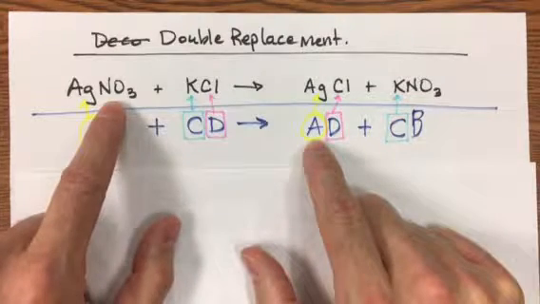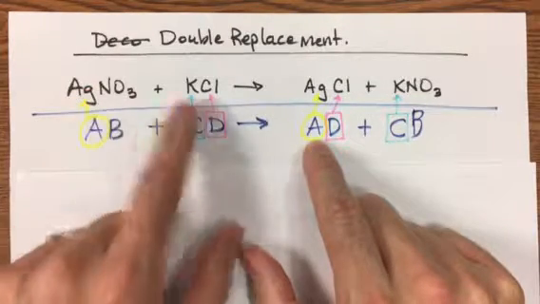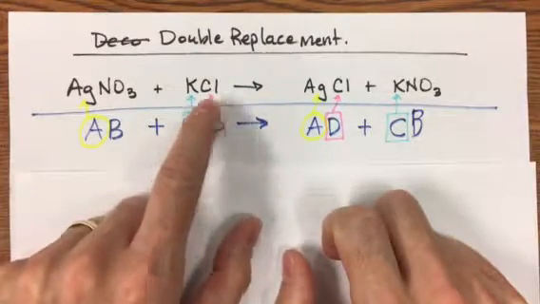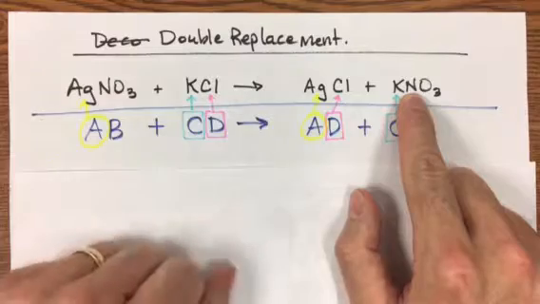So, silver nitrate becomes silver chloride, and potassium chloride becomes potassium nitrate.